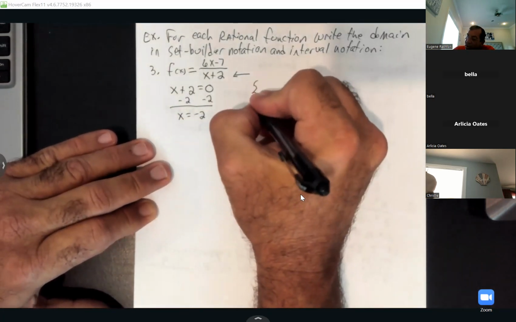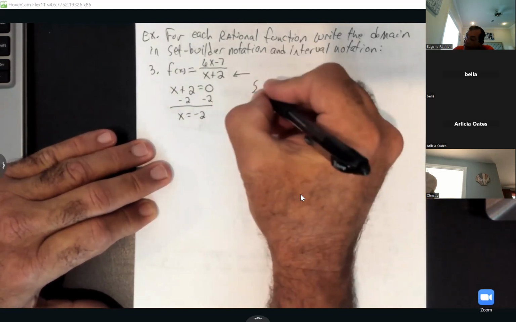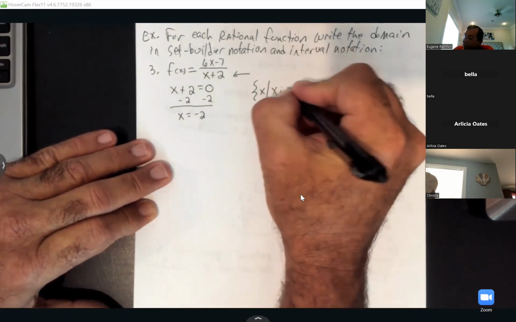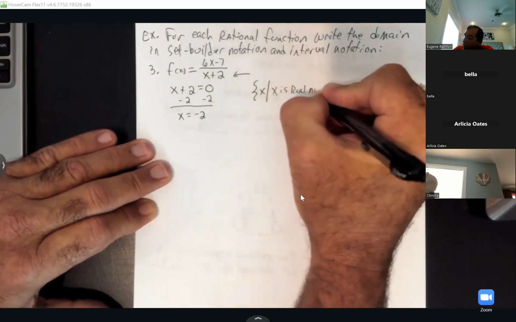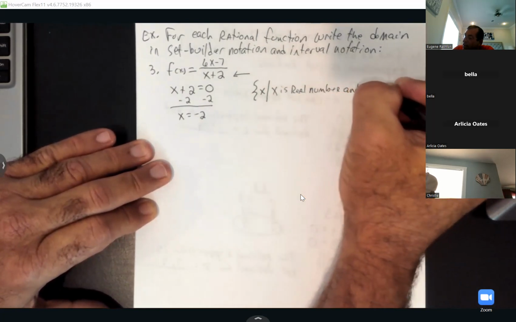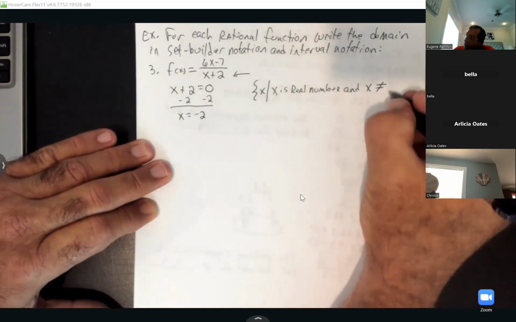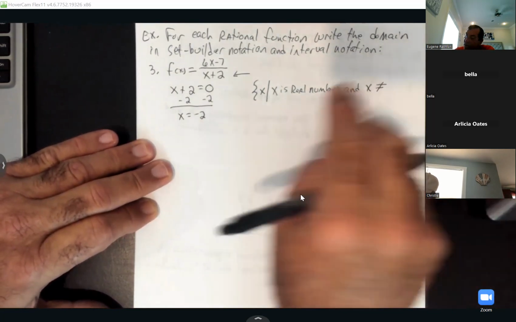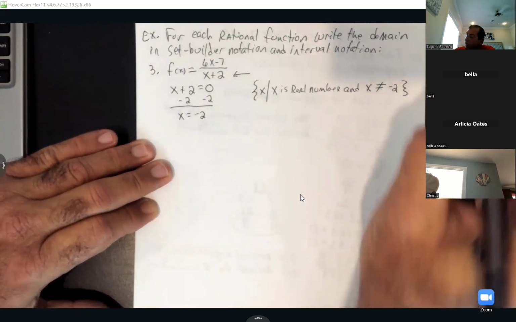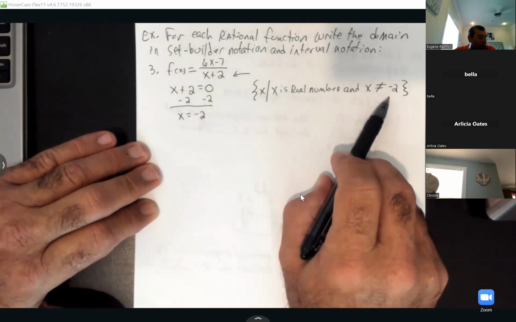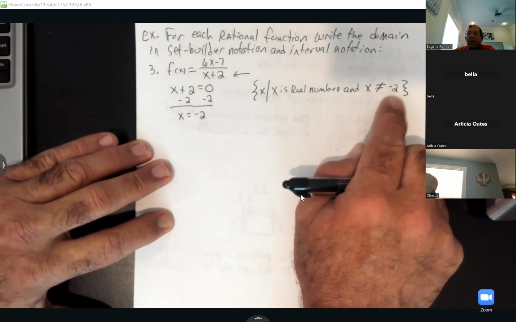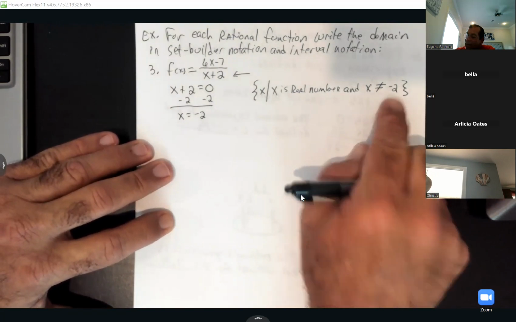So for set builder notation, they'll have this part, x such that x is a real number, and x cannot equal blank. All we're putting in the blank is the number we got, negative 2. So all you got to do is put the number on that one. Now remember, I'm going to do interval notation, so I got to exclude that negative 2 from my domain.